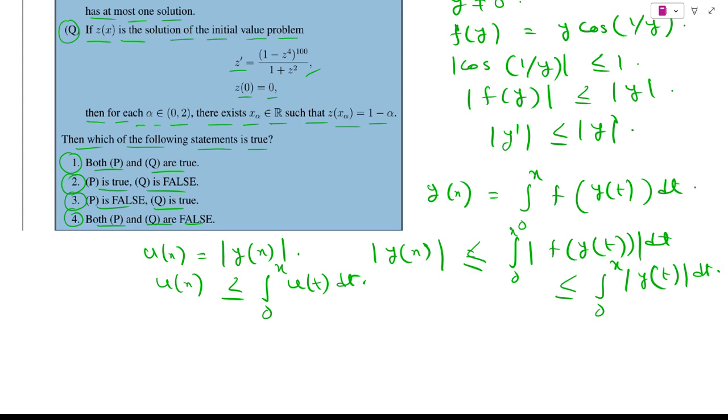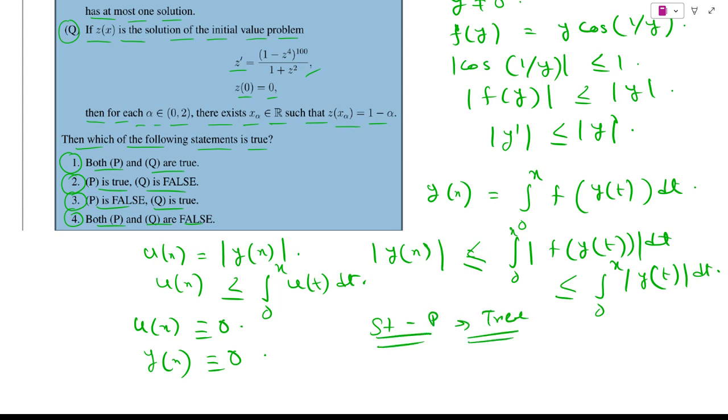Now apply the Gronwall's idea. Okay, so the argument gives, therefore we can say, so the only solution is the trivial solution. Okay, and since the IVP has at most one solution, statement P is basically true.